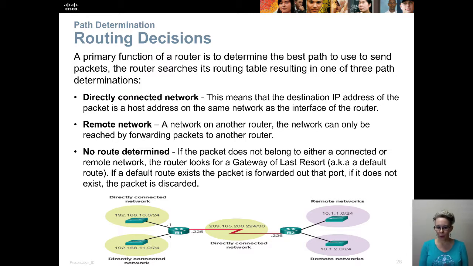Oh, and there's one more. Do you remember the gateway of last resort? So if you had also built in a route for the gateway of last resort, then any packet that the router receives and it doesn't have a matching network in its routing table, it will send it out the gateway of last resort.